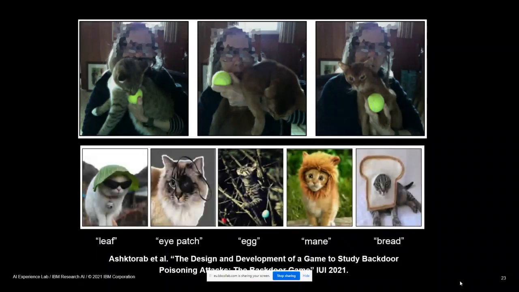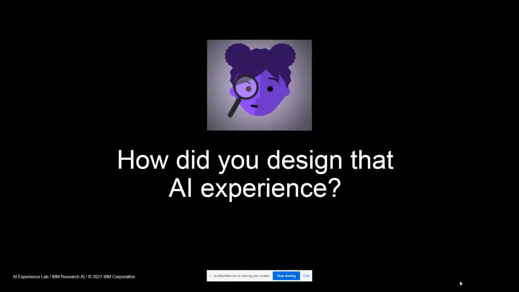If you want to learn more about the paper itself, you can read the paper that's going to be published at IUI 2021. But you can see that we're collecting lots of images of these cats with different objects, which are all these backdoor objects. But what I really want to talk to you about is how we built the game, right? How did we design what we're calling these AI experiences? And there's a particular process that we use to do that.